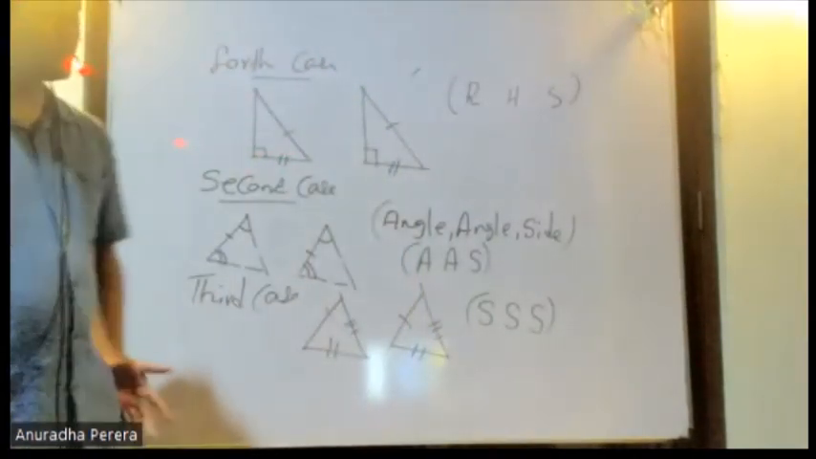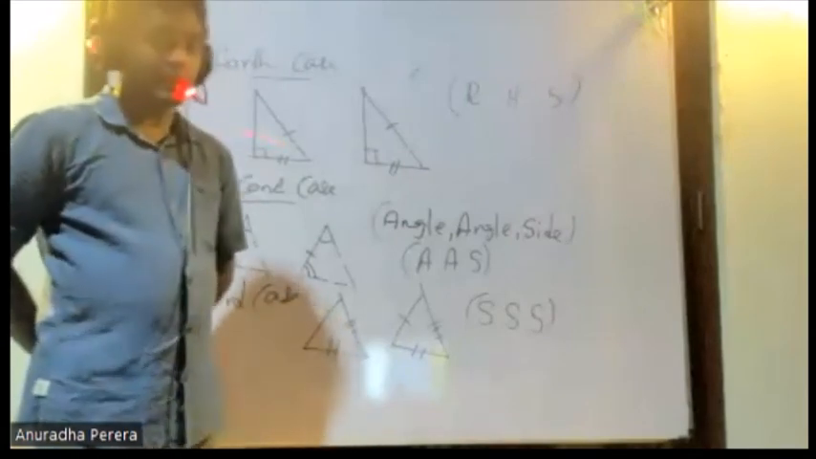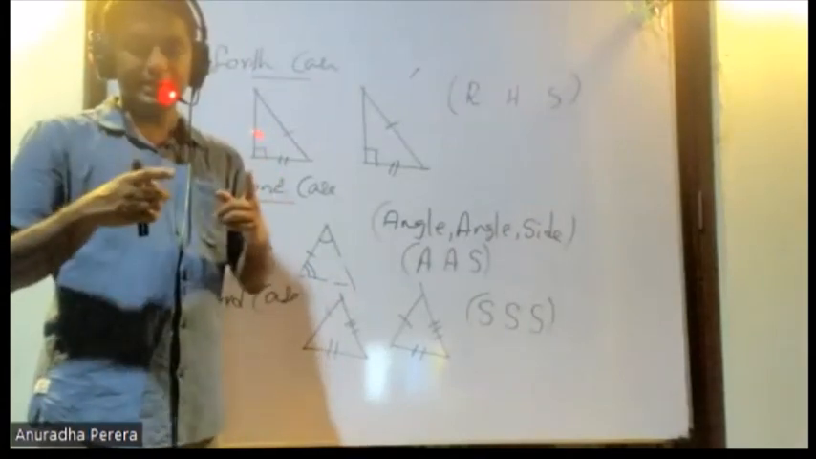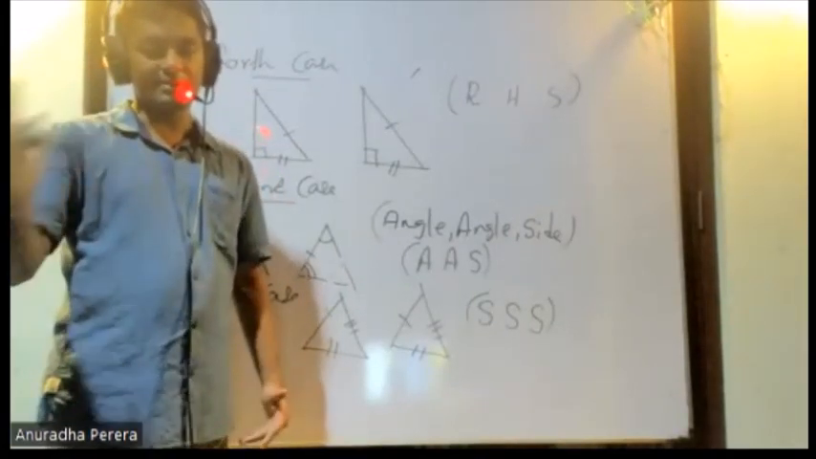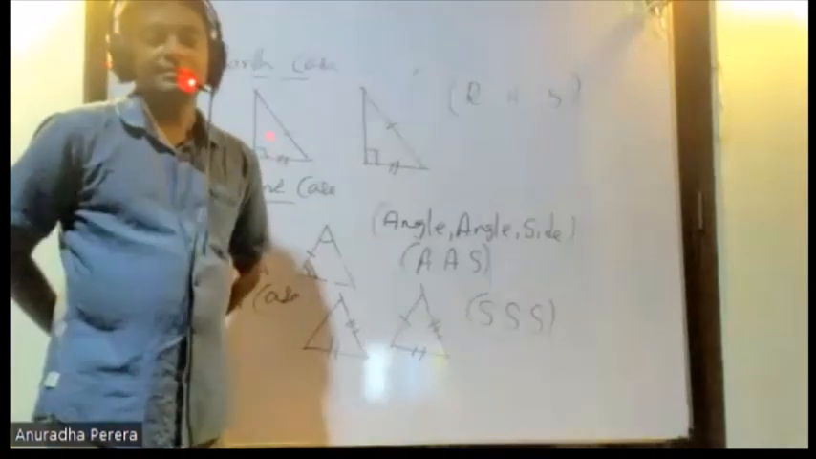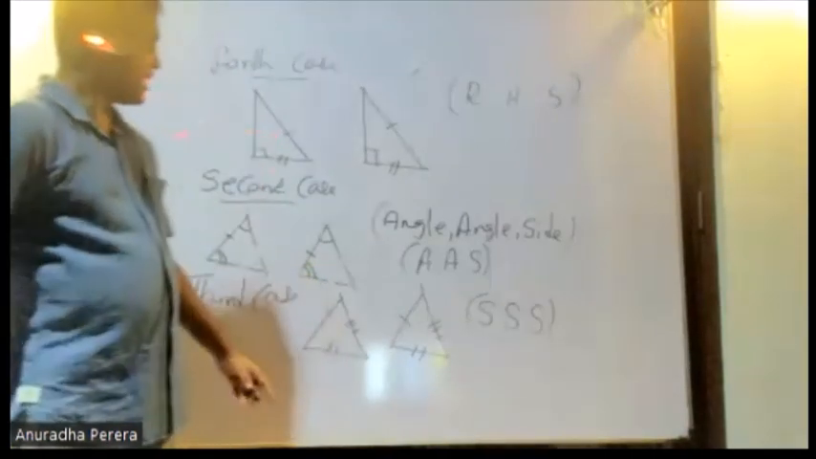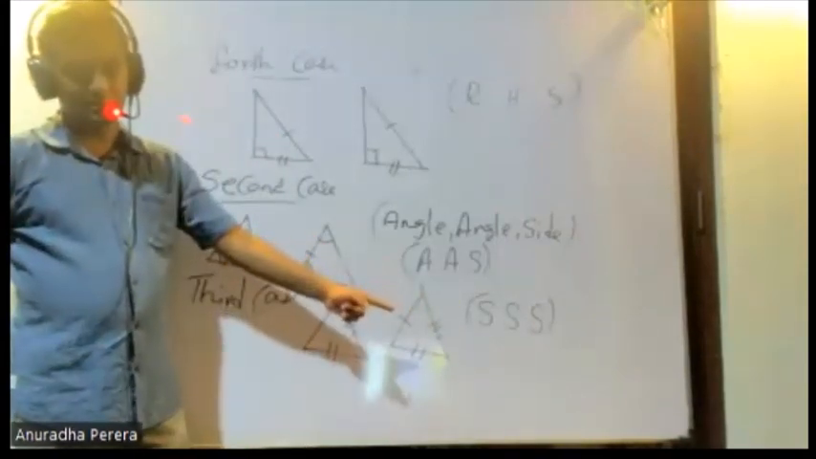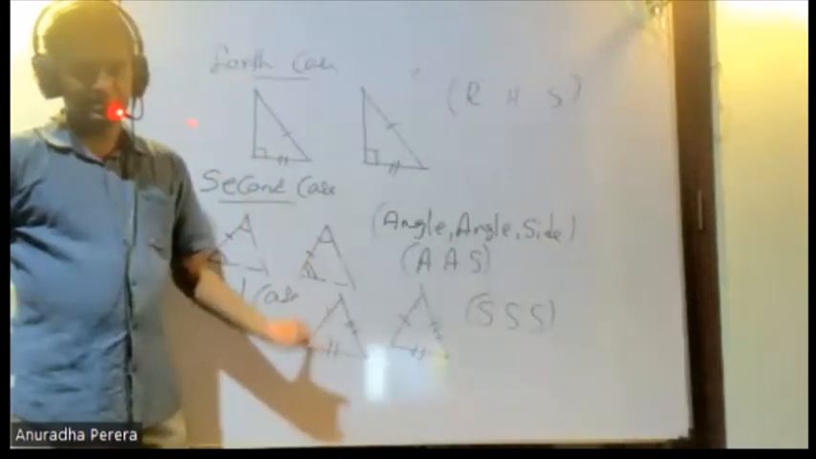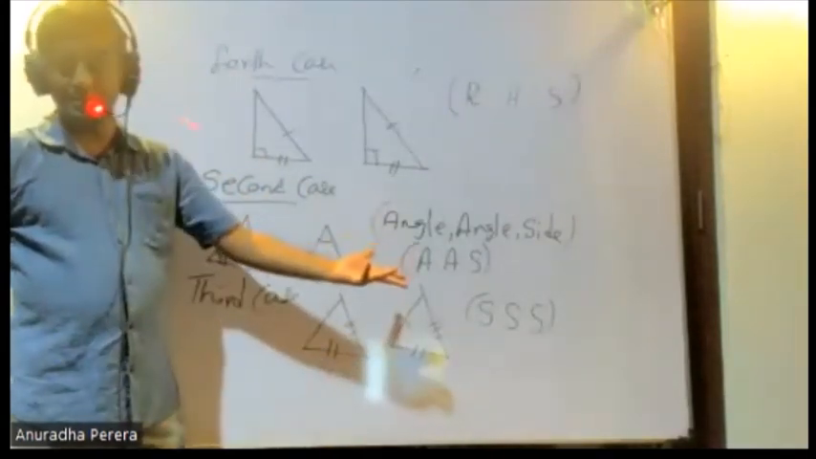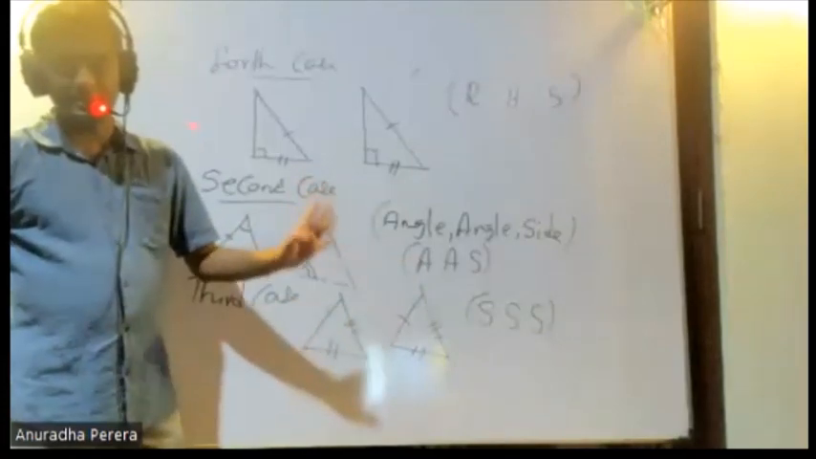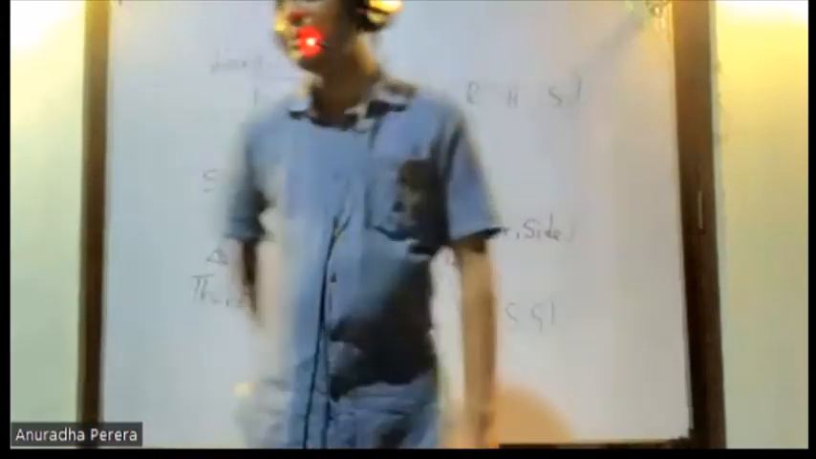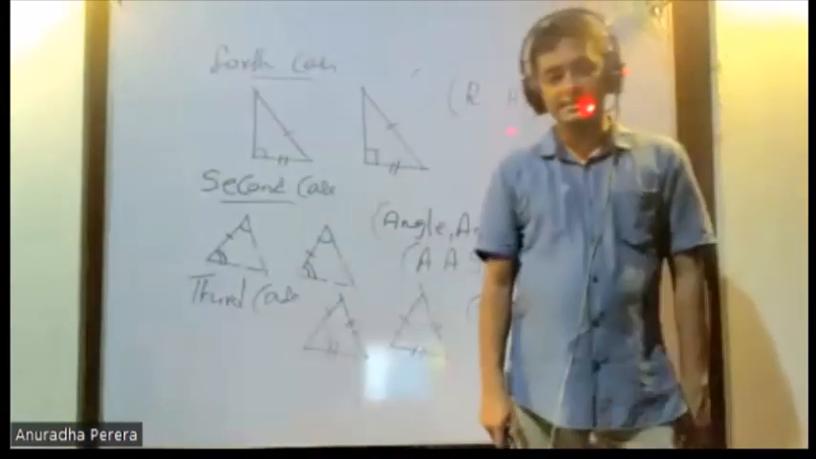What are the four cases? First one, side angle side: side, included angle, side. Second case, angle angle side: two angles and the corresponding side. Third case, three sides of the other triangle: side, side, side. The last one, RHS: right angle triangle, hypotenuse, side.